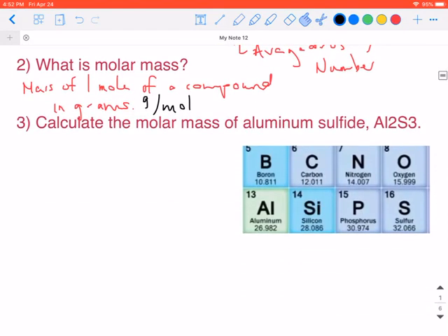So let's see if you guys can do this one, right? It says calculate the molar mass of aluminum sulfide. Go ahead and give it a shot and then play the video when you're ready.